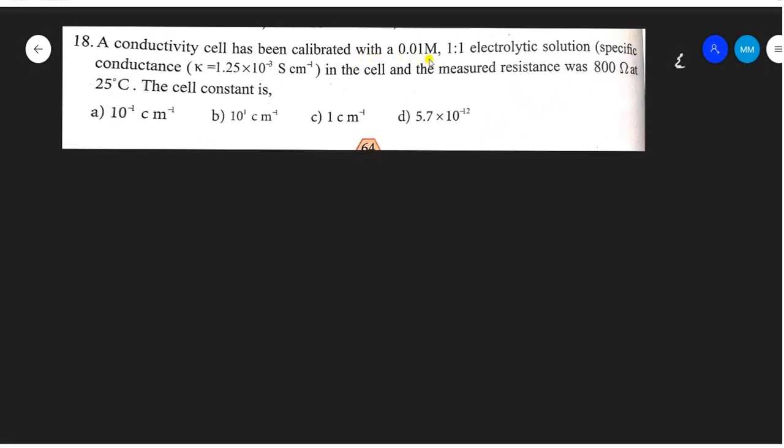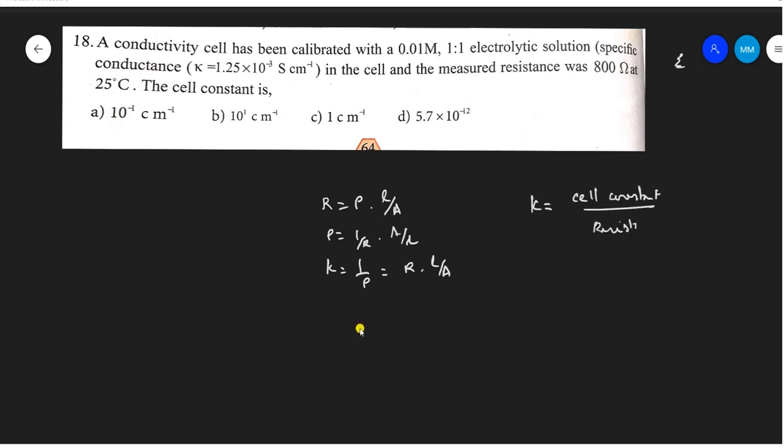Question number 18. A conductivity cell has been calibrated with a 0.01 M 1:1 electrolytic solution. The specific conductance kappa is 1.25 into 10 power minus 3 Siemens centimeter inverse in the cell, and the measured resistance was 800 ohm at 25 degrees Celsius. The cell constant is? The resistance is related to specific resistance by R equals rho L by A, and kappa is equal to 1 by rho. Simply we can derive the relation: kappa is equal to cell constant by resistance. This is the formula we require to solve this problem.